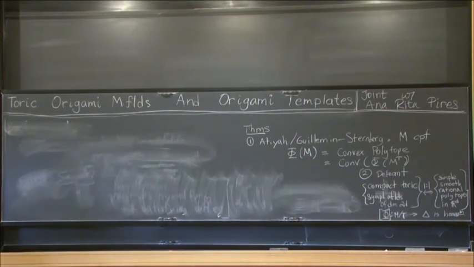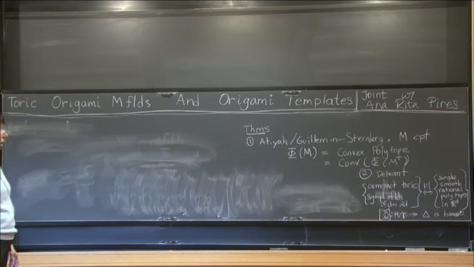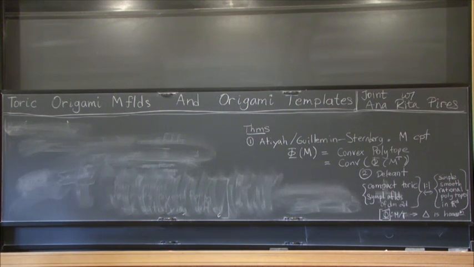Is it obvious that the image is connected? Yes, because M is connected and that's a smooth map. So the image of a connected set under a smooth map has to be connected. Compact, yeah, sorry, compact.